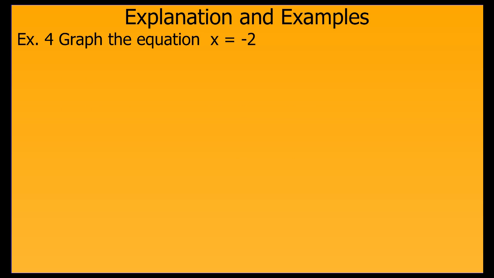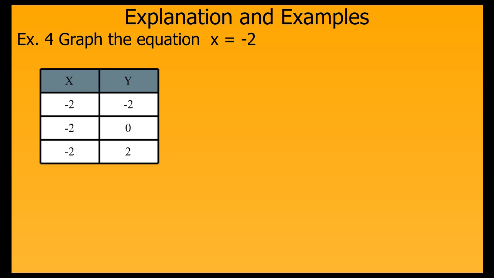Notice in this example there is no y, only an x. Any guesses of what this line will look like? Again, we can make a table of values. This time, no matter what we pick for y, x will always be negative 2.